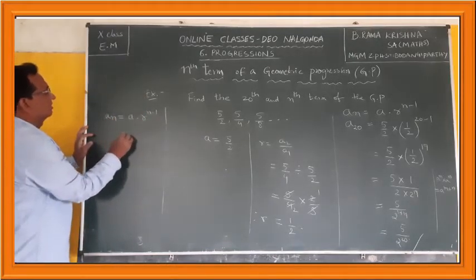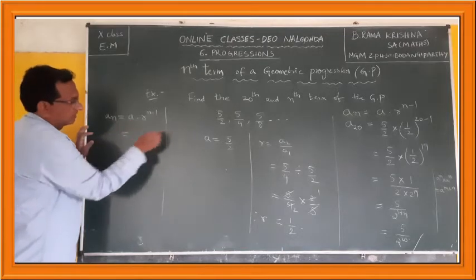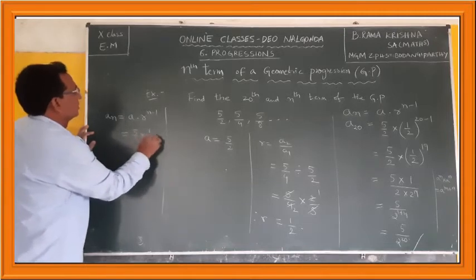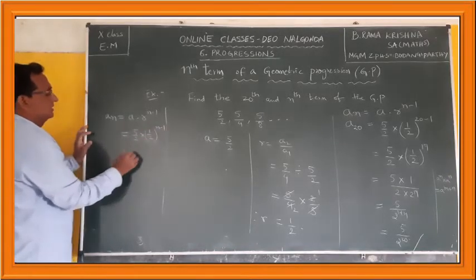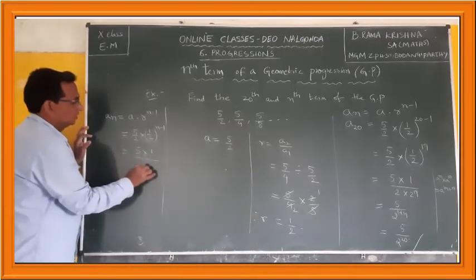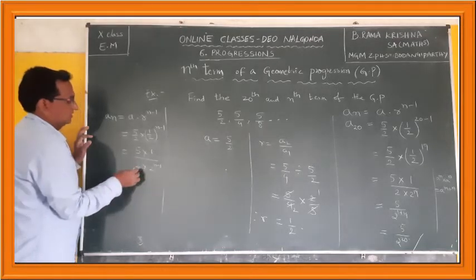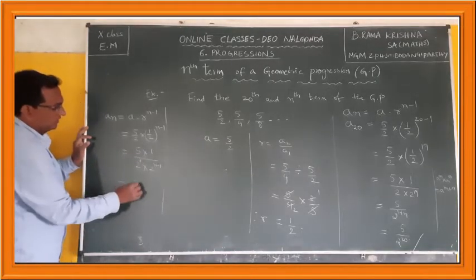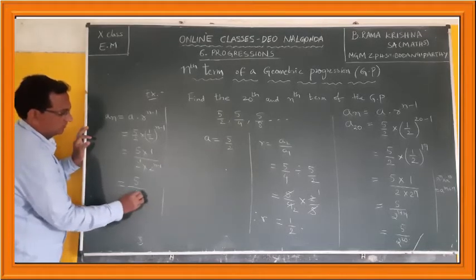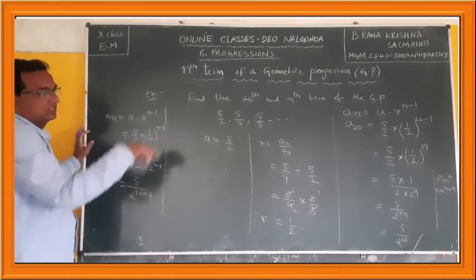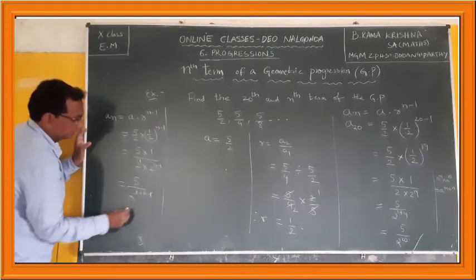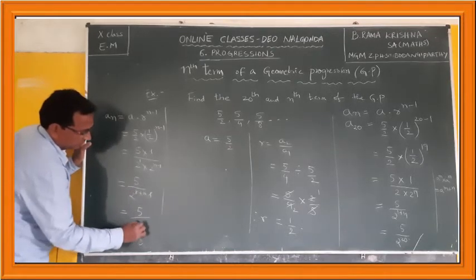Let us find out how to write that. In place of a, what you have to substitute? 5 by 2 into r, which is 1 by 2, to the power of how much? n minus 1. Here 5 into 1 to the power of n, 1 to the power of anything is 1, by 2 into 2 to the power of n minus 1. Here also you write this: 5 into 1 is 5. 2 to the power of 1 into 2 to the power of n minus 1 is 2 to the power of 1 plus n minus 1. I told you a to the power of m into a to the power of n is equal to a to the power of m plus n. 1 and 1 get cancelled. This is 5 by 2 to the power of n.